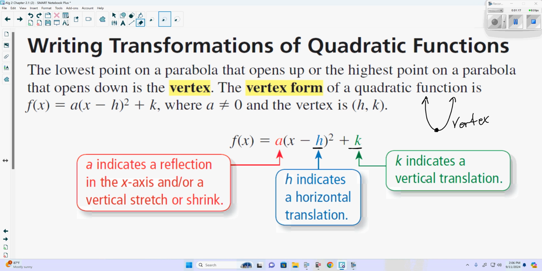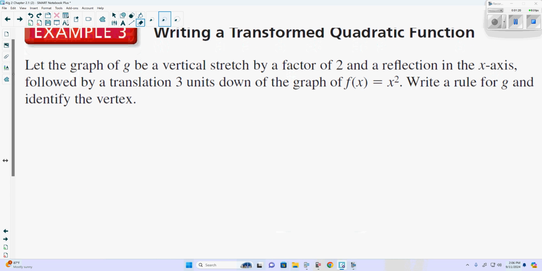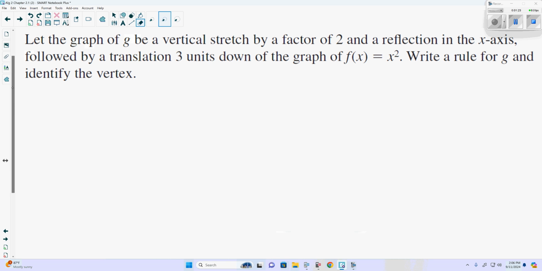So when we look at this first set of transformations here: let the graph g be a vertical stretch by a factor of 2, reflection in the x-axis, followed by translation 3 units down of the graph f of x equals x squared. Write a rule and identify the vertex. On the homework, I'm not going to make you identify the vertex for these. We're mainly just focused on the transformations at this point. So we have 3 different transformations. I'm just going to name the first one m of x, for our vertical stretch of 2.